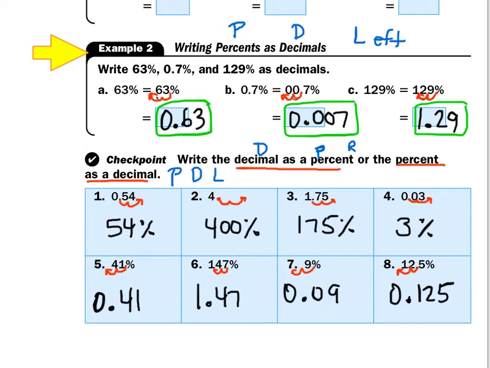All right, take a look at 5. If I want to change 41% to a decimal, grab the decimal point and move it 2 places to the left, so it's 0.41. On number 6, grab that decimal point, move it 2 places to the left, so that becomes 1.47. Take a look at number 7, 9%. Grab the decimal point, move it 2 places to the left, and that's 0.09. And then number 8, I have 12.5%. So grab the decimal point, move it 2 places to the left, and it's 0.125.